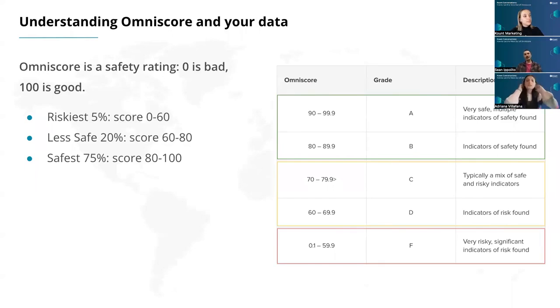And I like to think of it as grading on a curve. So the riskiest 5% would be a score between 0 and 60. The safest 75% of scores or transactions would lie between 80 and 100. And those that are a little bit less safe, another 20% of transactions you'd see, is a score between 60 and 80.